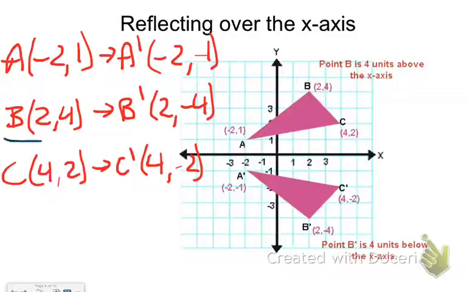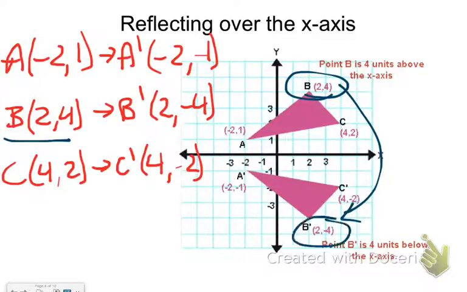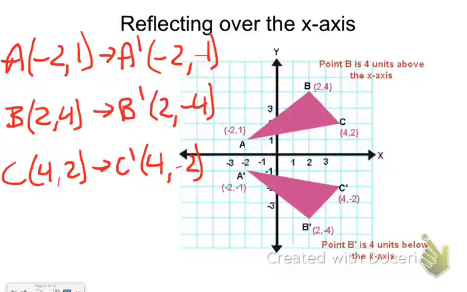So if we take a look at point B, which is at positive 2, positive 4, when we bring it over to the other side of the x-axis, the y value changes its sign. It is now at negative 4. So we have B prime at 2, negative 4. And similarly with point C, which is at positive 4, positive 2, if we were to flip point C across our x-axis, we are negating or taking the opposite of the y value, which would be negative 2. So C prime is at 4, negative 2.